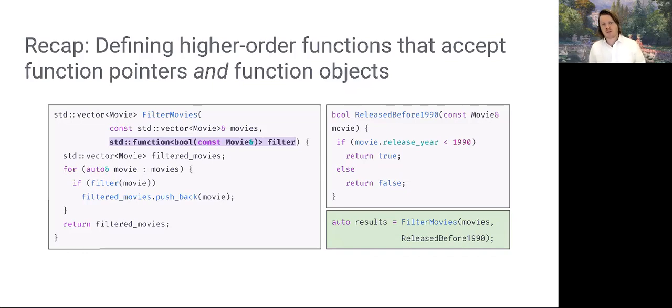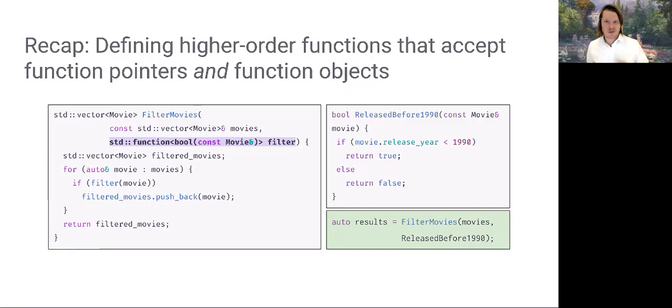So if you recall, the whole purpose of filter movies was to create a general way where, provided a collection of movies, we could filter out and receive back a vector of movies who met the specifications of the filter. For instance, we introduced this idea of passing this function, released before 1990. It's a predicate function, simply returns true if a movie that is passed to it has a release year of less than 1990, false otherwise. And we showed how we could go ahead and pass this function to filter movies.